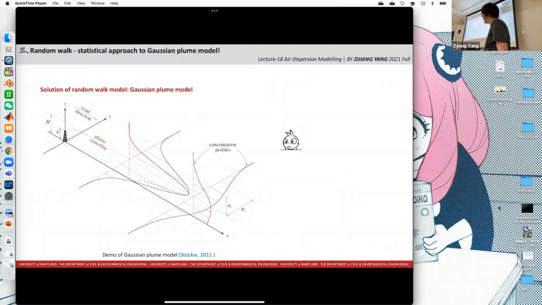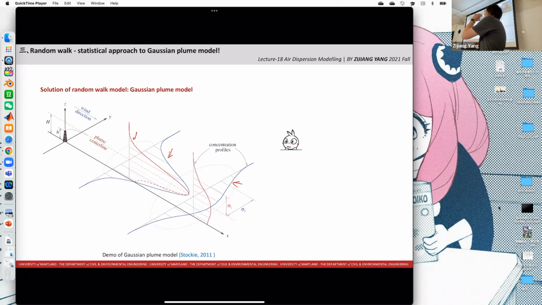So again, we can still go back to this plot. This is a normal distribution in the horizontal direction, and we have a normal distribution in this vertical direction. And I personally think this approach is more intuitive for this model. So far, do you guys have any questions?